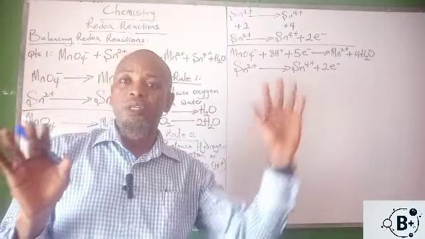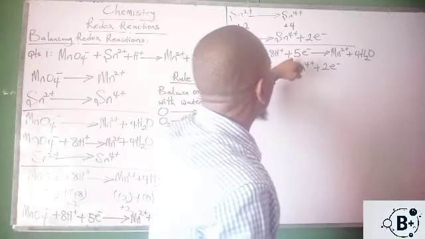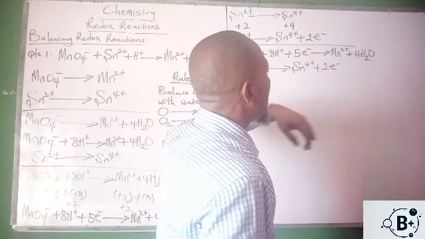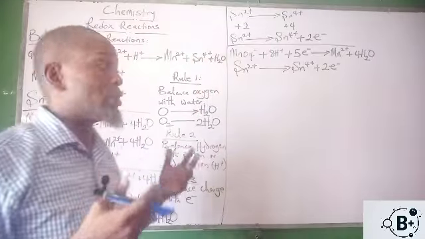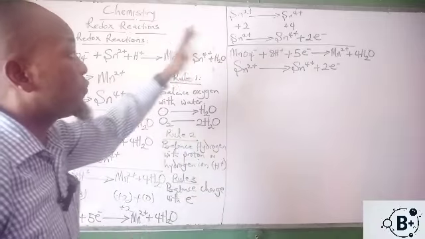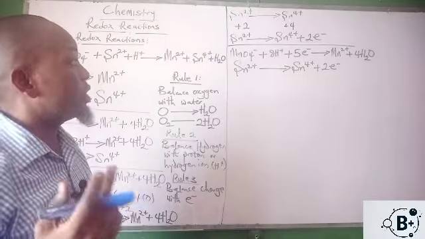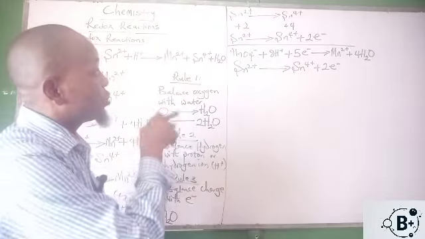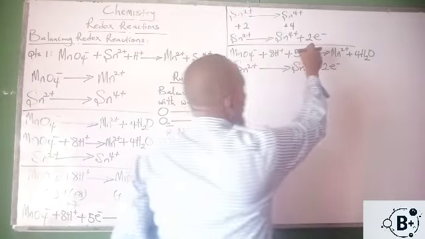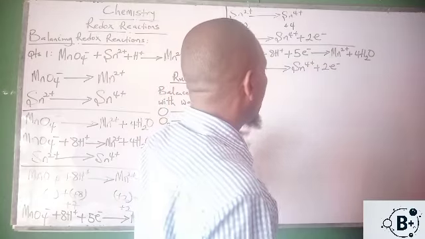Now that we have brought them together, the next thing we are going to do is to eliminate the electrons. We are not going to show them in the final balanced equation. So we have to look for a way to eliminate them, and that is where maths comes in. We bring the elimination method in mathematics to the rescue. So you look for a way to make sure the electrons are balanced and cancel them out. So how do we do that?